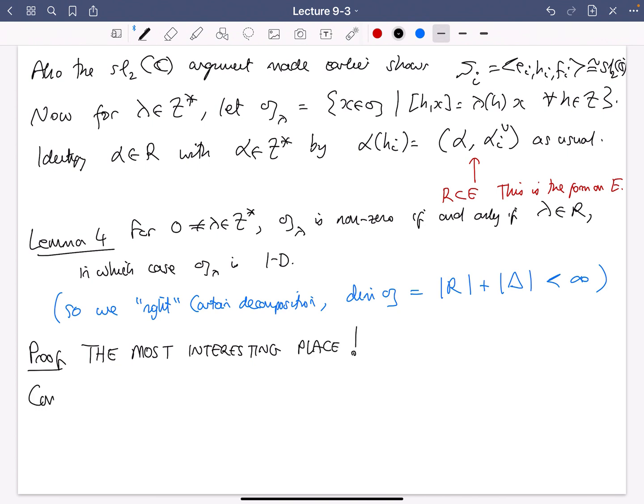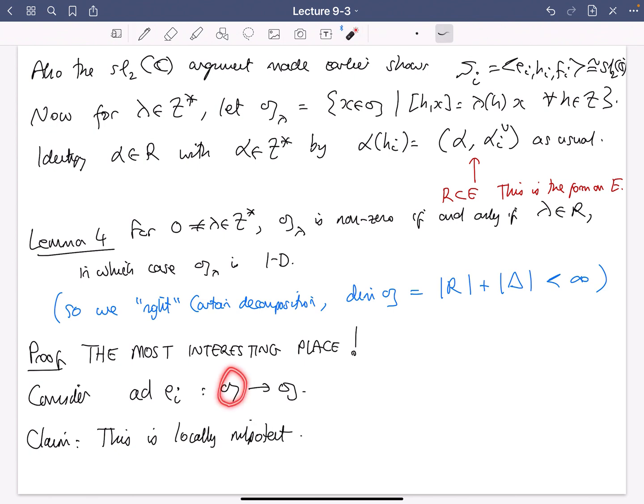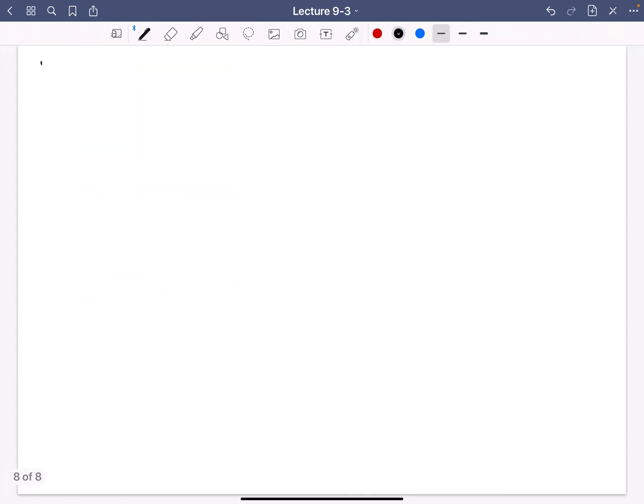So what I'm going to do is consider ad EI as a linear map from G to G. And my first claim is that this linear map is what's called locally nilpotent. That means for any vector in G, remember we haven't even shown G is finite dimensional yet, so maybe it's infinite dimensional, but I'm still claiming that for any vector V in G, some power of ad EI kills that vector. So to prove this, I'm going to let M be just the union of the kernels of all of the powers of ad EI.